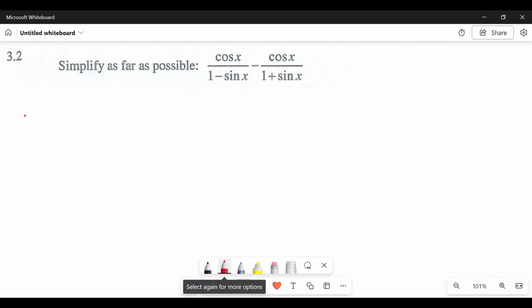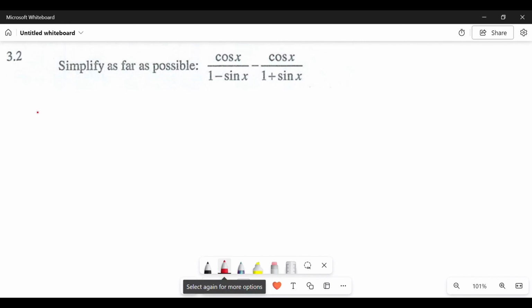Now 3.2, they want us to simplify as far as possible. Now we are given the following expression. We have cos x divided by 1 minus sine x, minus cos x divided by 1 plus sine x. So what we're going to do here, guys, we have to simplify this. So let's solve this problem here.